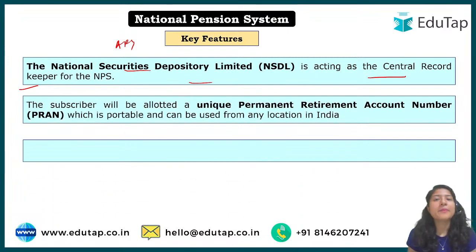ठीक है. Apart from that, when we are talking about key features, there is also one term that I want to highlight, that is PRAN. It is also called Permanent Retirement Account Number. Similarly, everybody has an Aadhaar card, right? That is their unique identity. They have this unique number that has been assigned to them. Similarly, for every subscriber there is a unique number, known as the Permanent Retirement Account Number. And this is portable and can be used from any location in India.